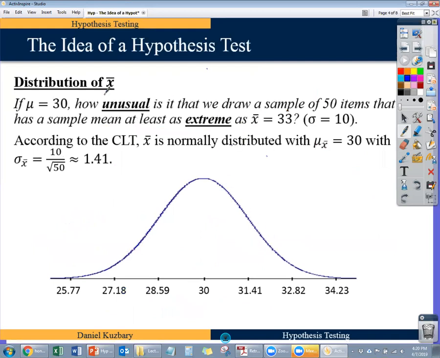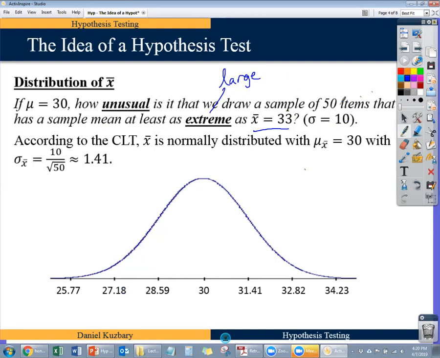Okay, so the context is I'm guessing my hypothesis is mu is 30. I'm asking the question, how unusual is it that we draw a sample of 50 items that has a mean at least as extreme as x bar is equal to 33? And in this case, let's just say this means at least as large. So something that's at least 33 or bigger. And this is something I know from the problem.